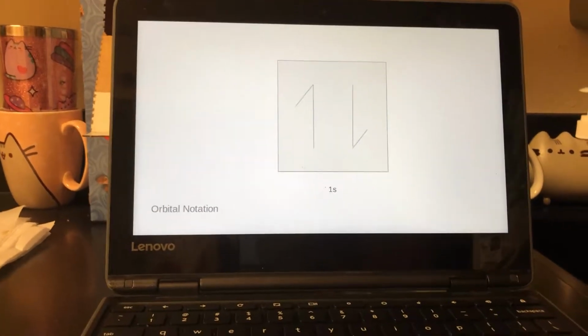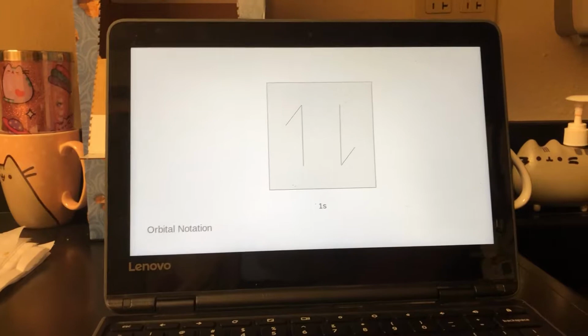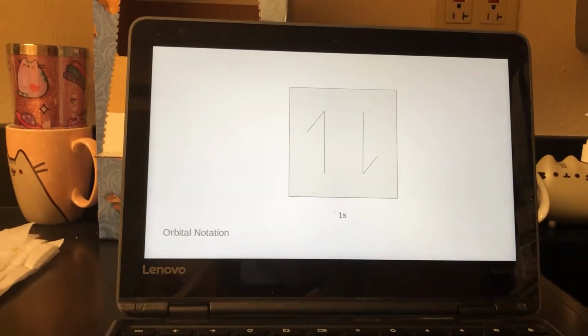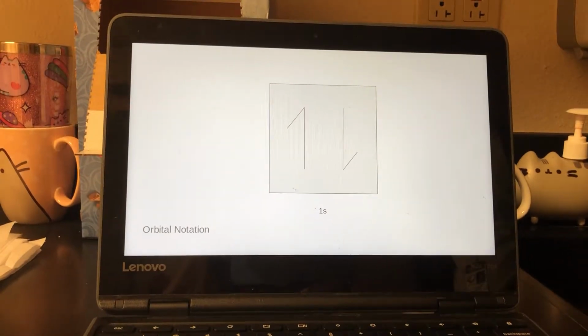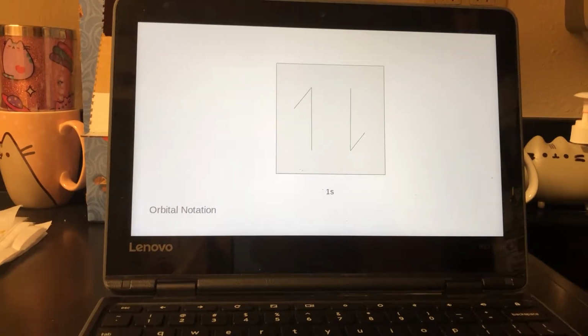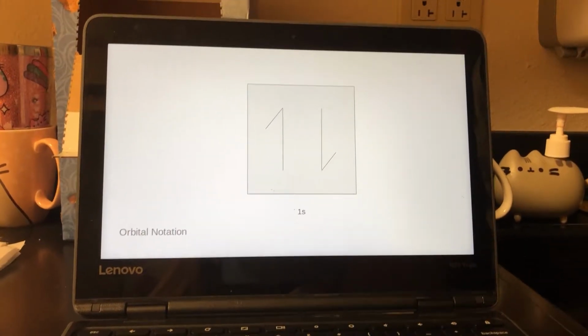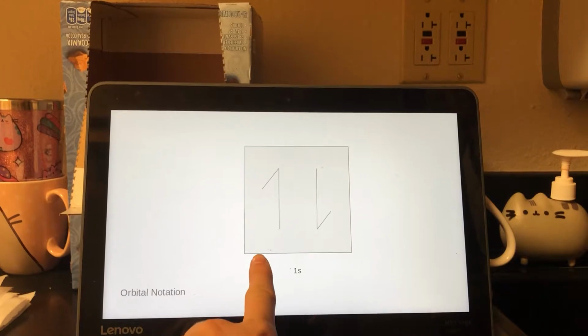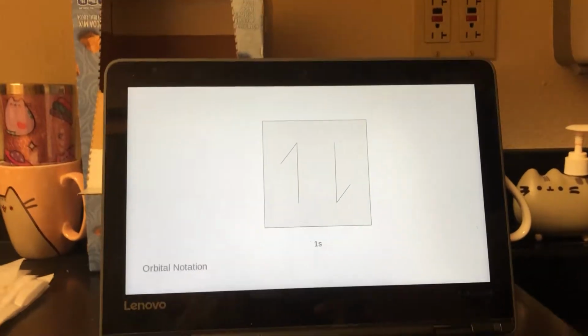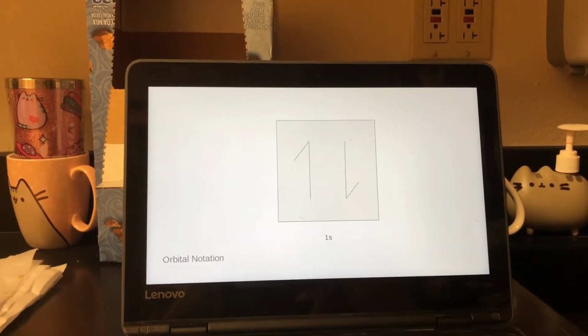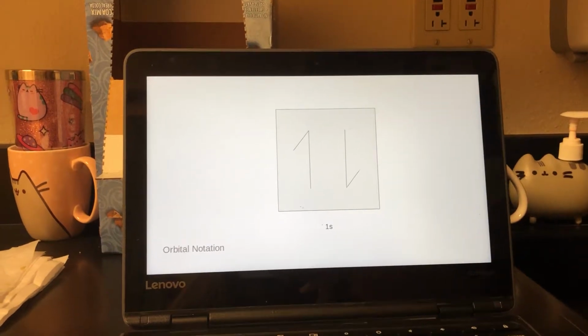So we have orbital notation, and the box is an orbital where two electrons can fit. You can only have two, and that is what these half arrows are. So this is one electron, and this is two electrons, and they have to be opposite, facing away from each other, for it to be filled.